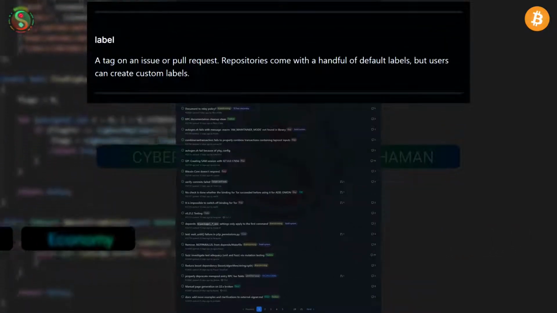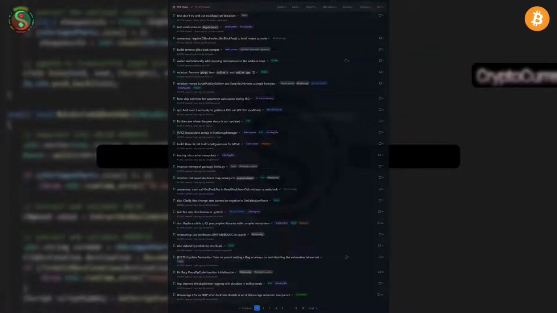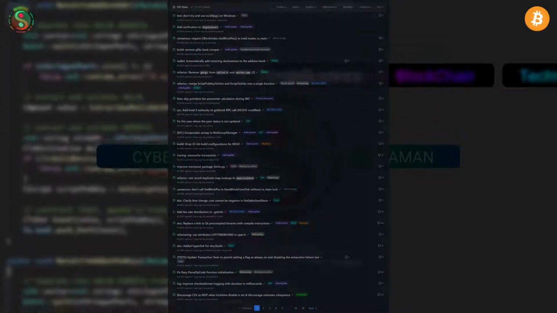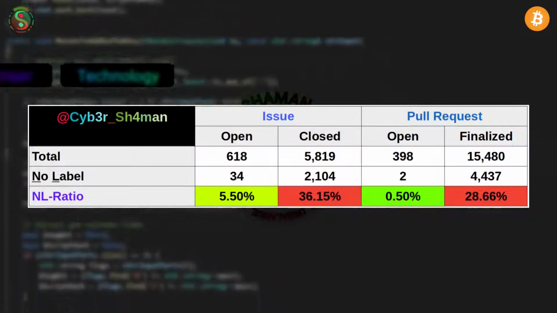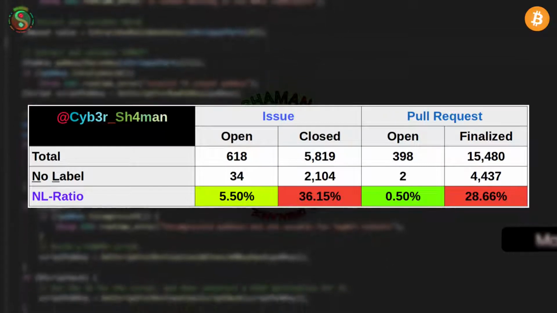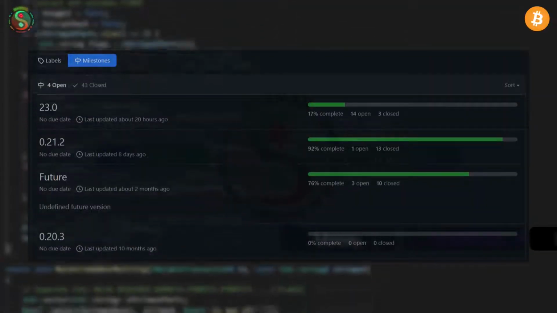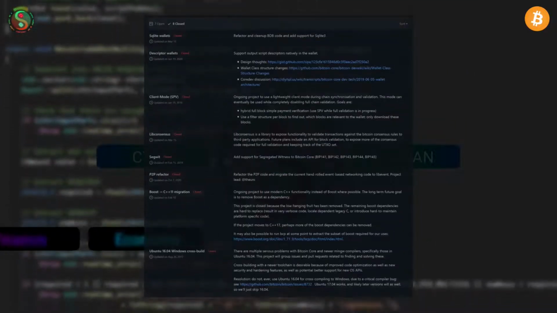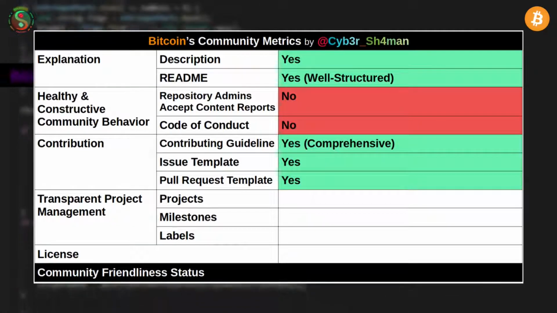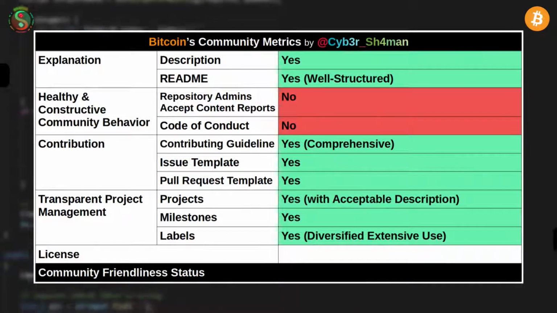Extensive and proper use of 50 labels makes it easy to navigate around issues and pull requests to understand it better or contribute. And by looking into this table, we can understand they are paying more attention to labels recently. Also 4 open and 43 closed milestones, and 8 closed and 7 open projects tell us a lot about the history of the project and the path they are going. Bitcoin passes the project management transparency test easily.